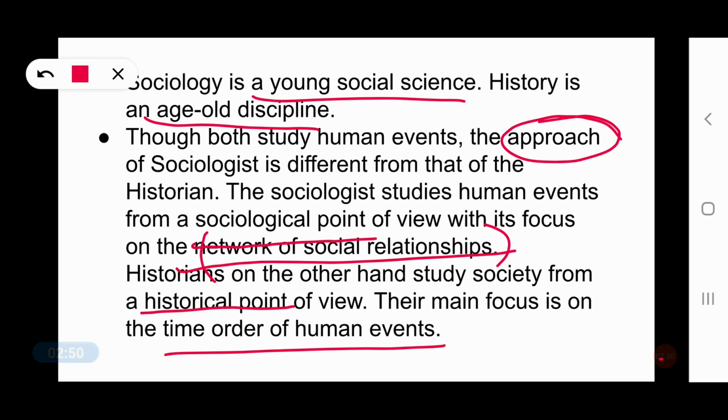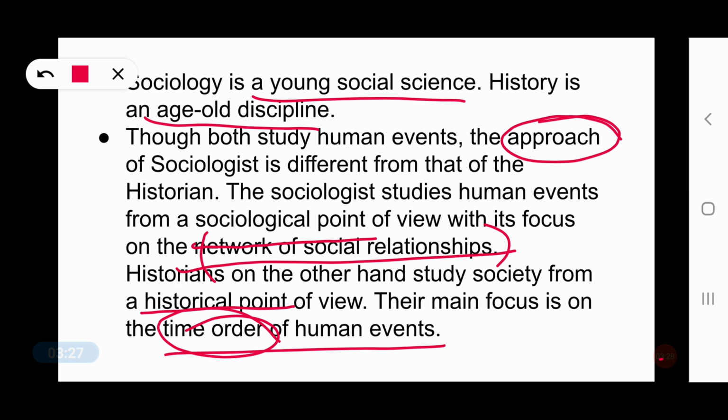The sociologist is interested in the present society and the relationship between the individuals in society. How do they interact? What are the institutions that make up the society? What are the rules, regulations, mores, folkways, and values? So, sociology studies from a societal point of view while the historian studies the society from a historical point of view. The historian is not that much interested in the network of social relationships but is more concerned with the time order, or as I said earlier, the sequence in which the events occurred.